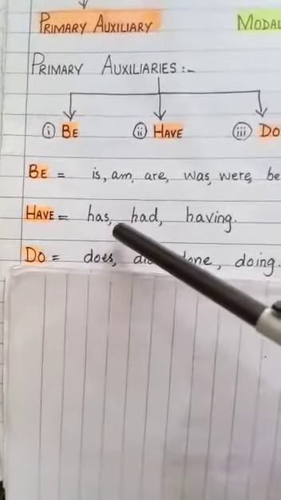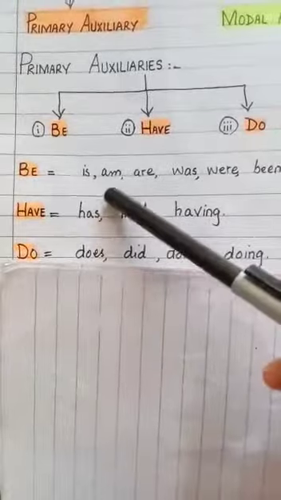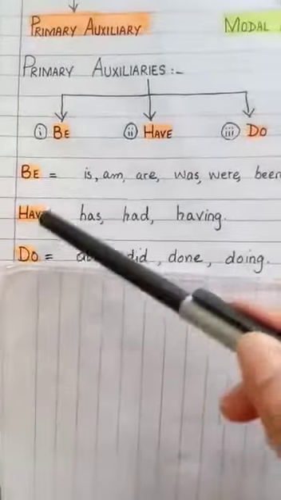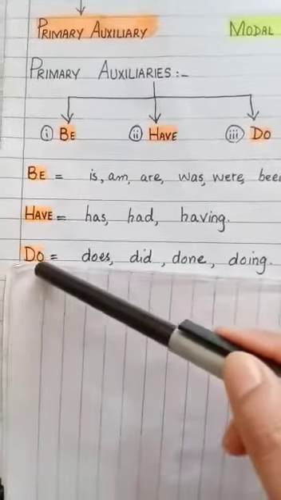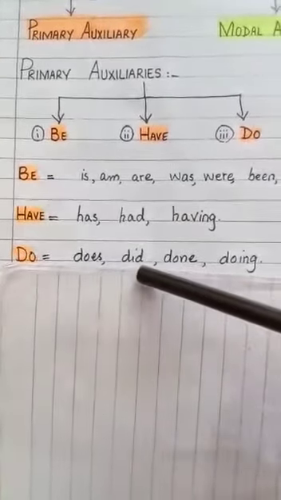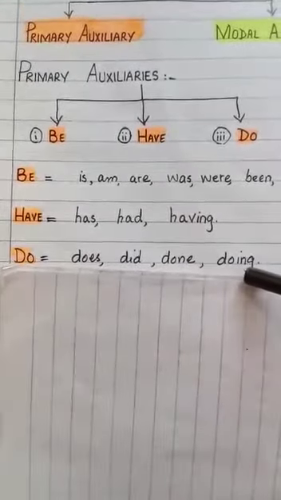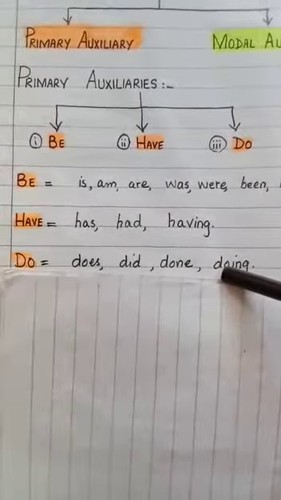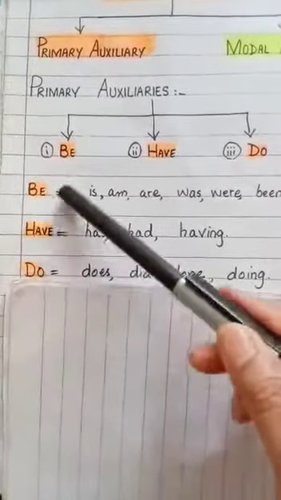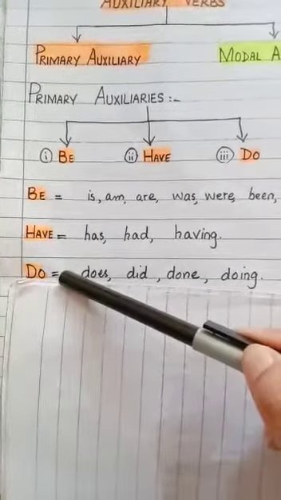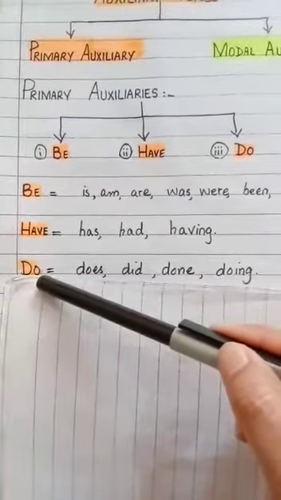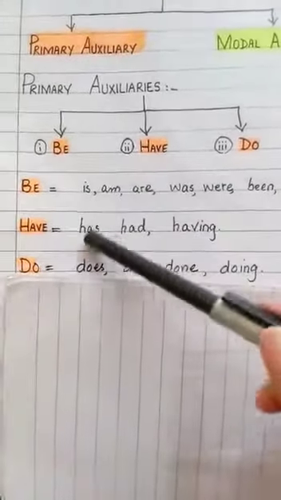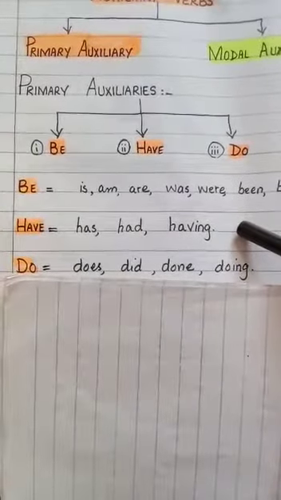Have, this also has these three members: has, had, having. These three are called the family members of have. Do, does, did, done, doing. These four members are of this family, do. So these three are primary auxiliaries, and these three auxiliaries further have these members. Okay, so all of them are called primary auxiliaries.